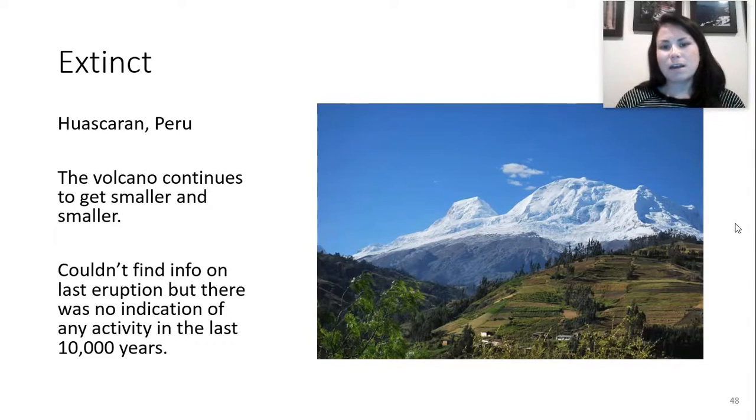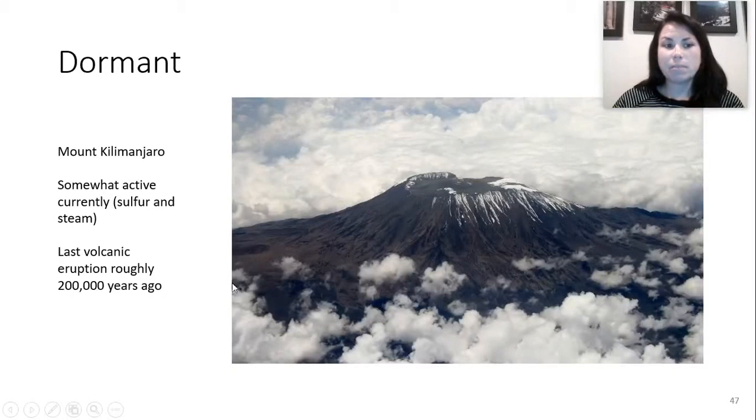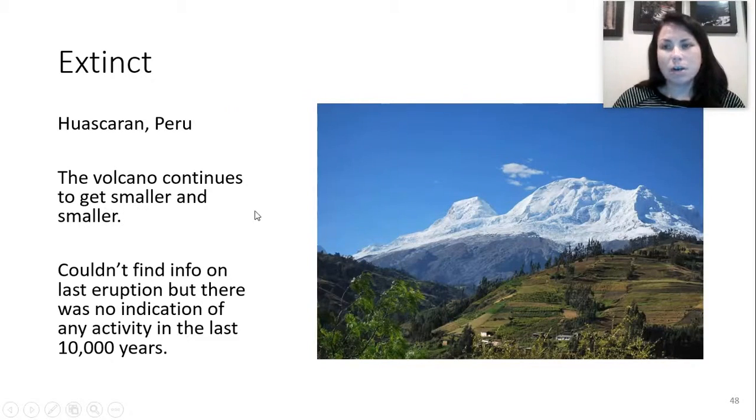So the difference between this one and Mount Kilimanjaro is that even though Mount Kilimanjaro hasn't erupted for 200,000 years, there's some indication that there's still activity happening, meaning that there is steam and sulfur coming out of a vent, versus this volcano which continues to get smaller and smaller. So even though it has erupted more recently, there are no signs of it potentially erupting again.